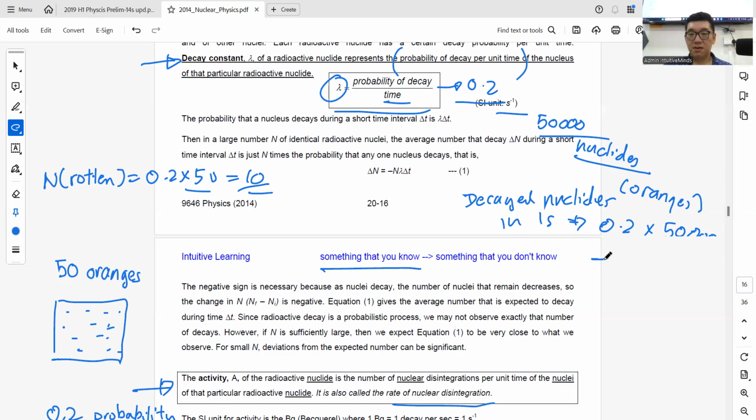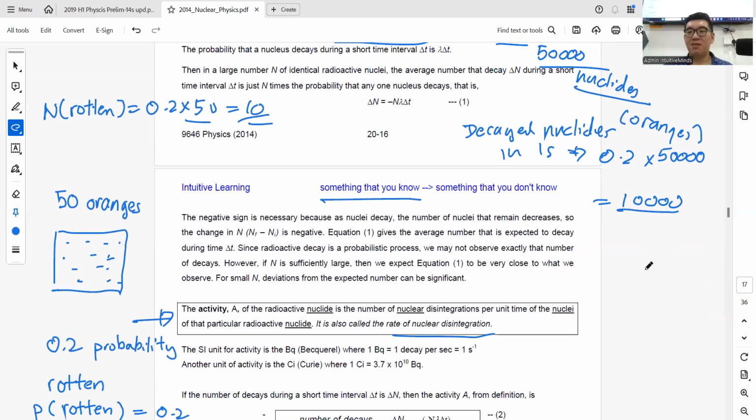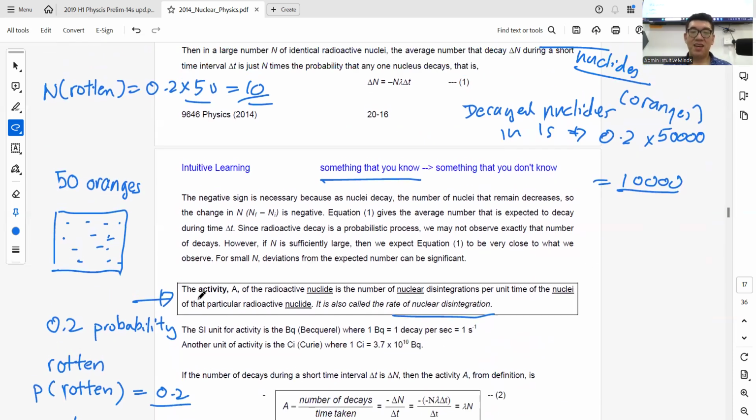Wait, let me just. 10,000. So what you get, for per second, you have 10,000 nuclides decaying. That actually is the activity. So the point I'm trying to say is activity is no different than finding out the actual number of rotten oranges that's happening in a day.